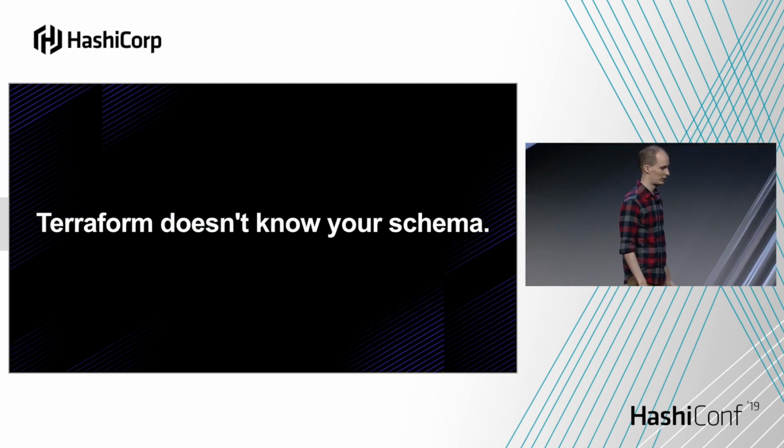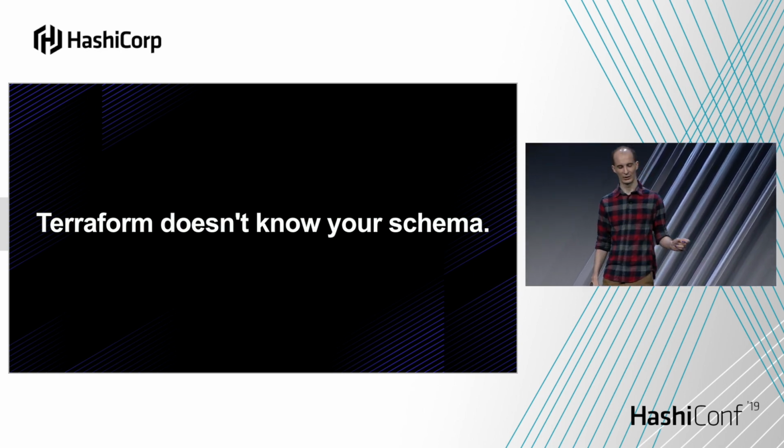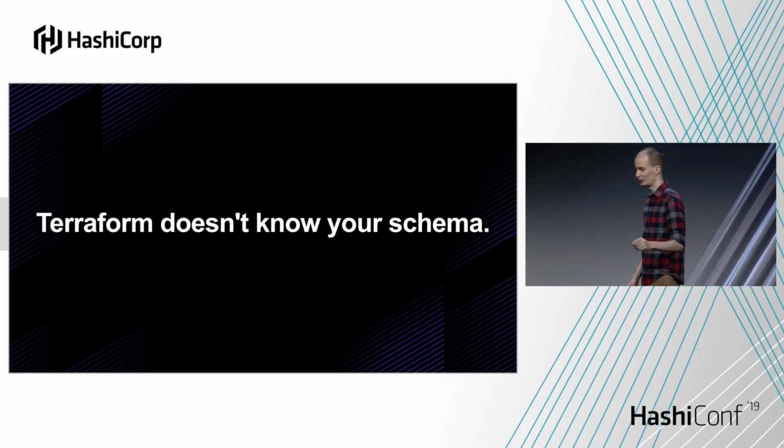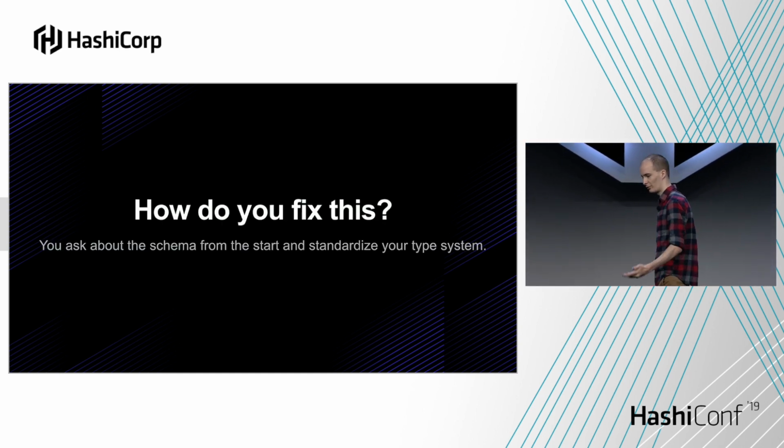Terraform doesn't know about your schema because your provider knows about your schema, and it's not the one making the graph, and it's not the one doing your diffing. So at interpolation time, Terraform doesn't know what your schema is. Well, how do we fix this?